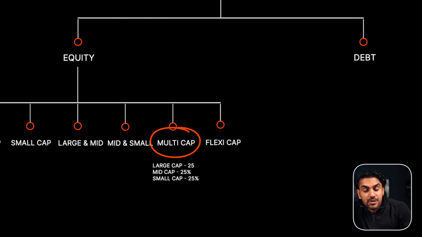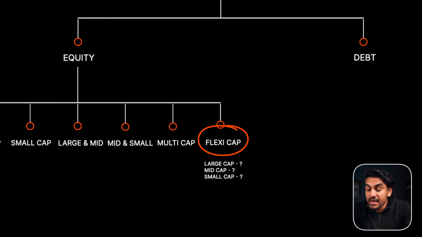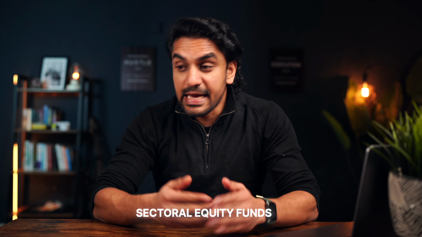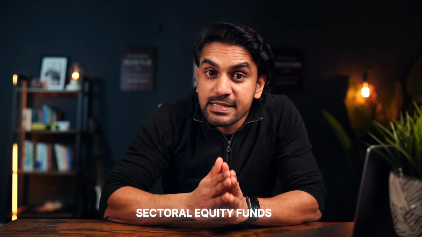Multi-cap fund is an equity scheme investing across all 3 market caps and has to allocate at least 25% in each. And with the flexi-cap category, the fund manager has complete freedom to invest funds across market caps. In the US, this is also called an all-cap fund. When we come out of the market cap-based classification, there are sectoral equity funds that invest predominantly in one sector or a theme.